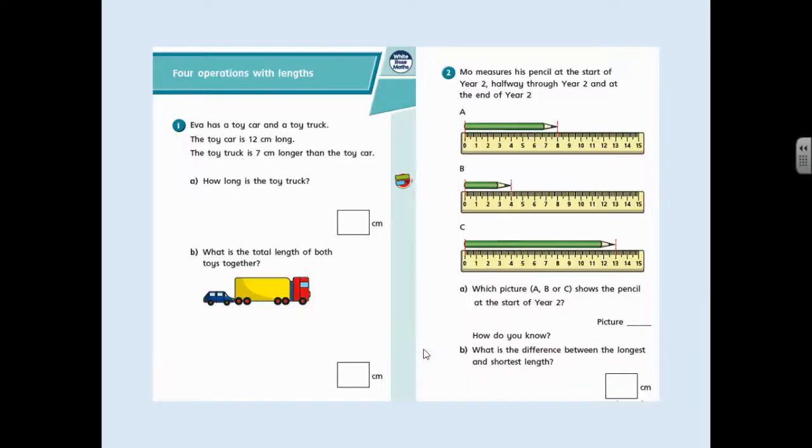Right, pause the video and please make sure you have downloaded the worksheet from class charts or the email that we have sent you. This is what the worksheet looks like.